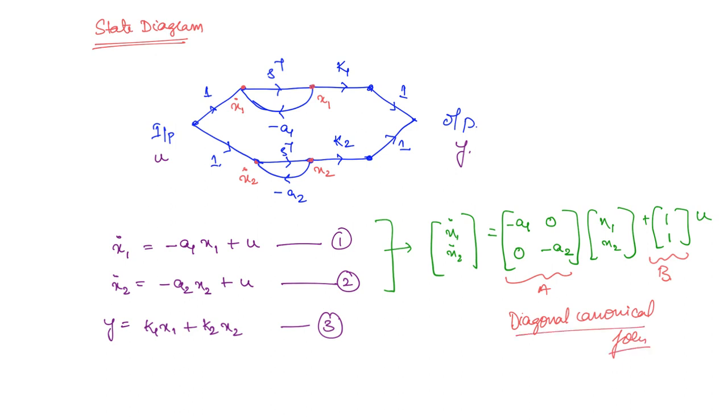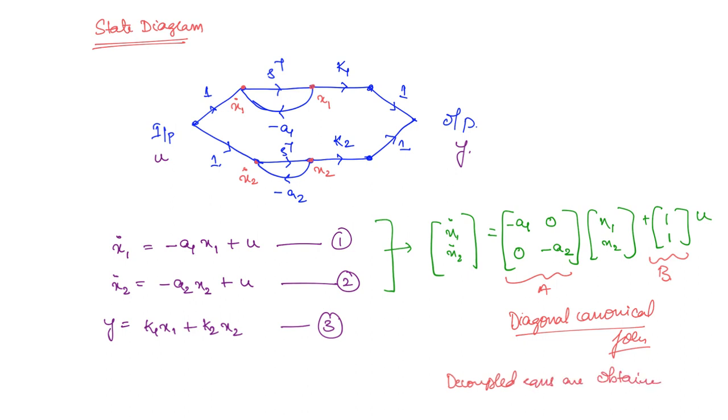You can see one more important point here. In the diagonal canonical form, each of the state variables, x1 dot, is dependent on its own state variable x1. It is not dependent on x2, right? And similarly x2 dot is dependent only on x2, right? So that means that we are going to get decoupled equations.